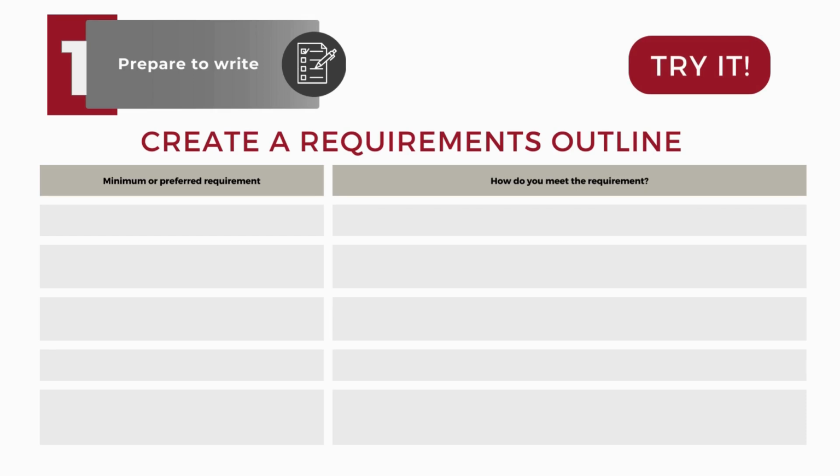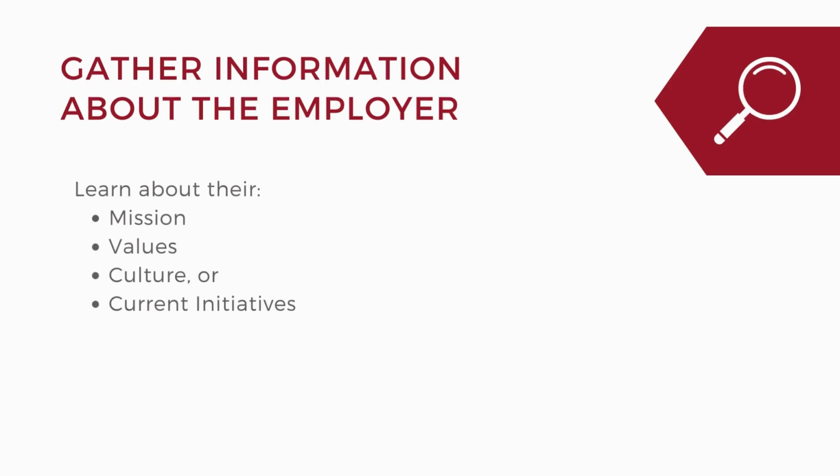Pause the video here to start your own requirements outline with 1 column for the organization's requirements and 1 column for examples of how you meet each one. You will use what you write for ideas later on.